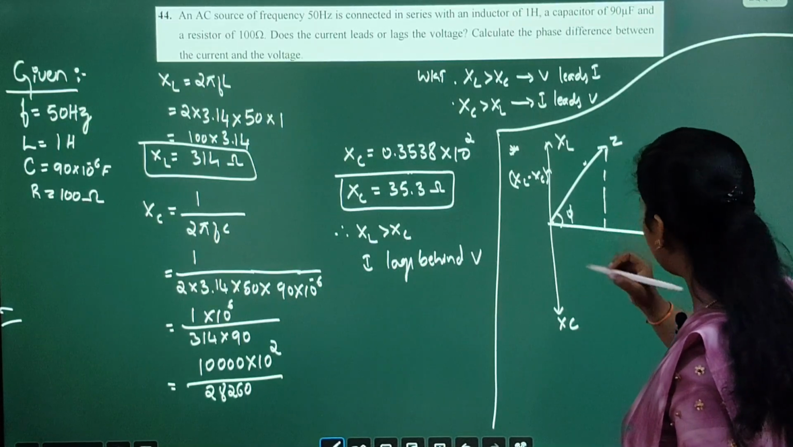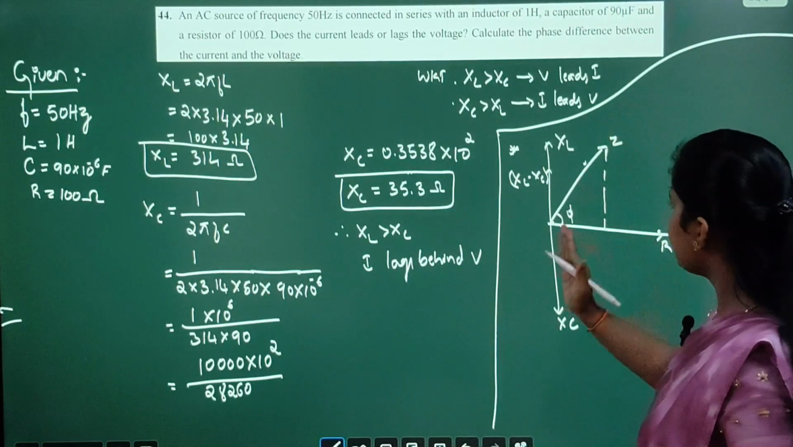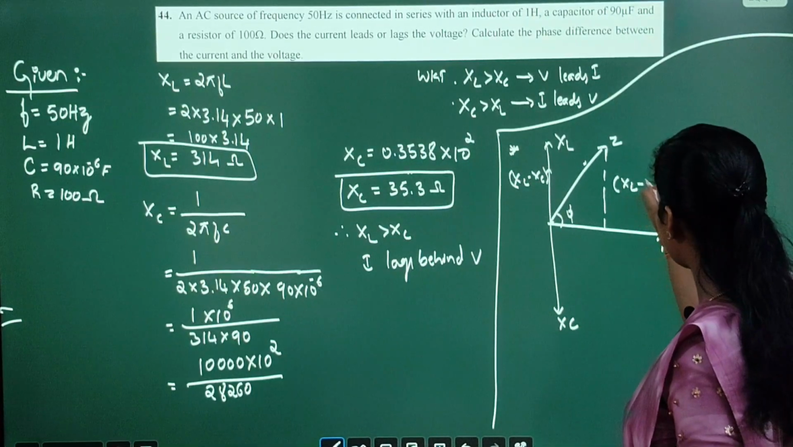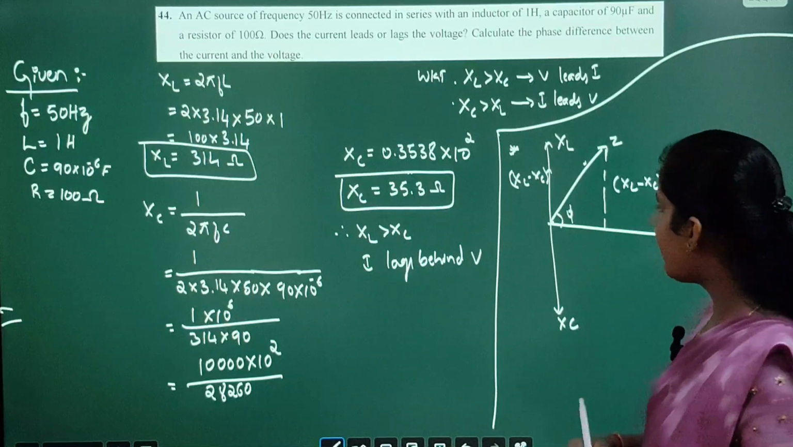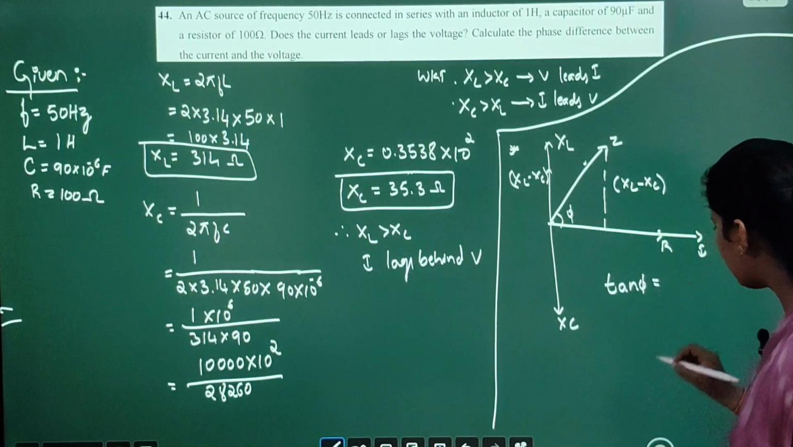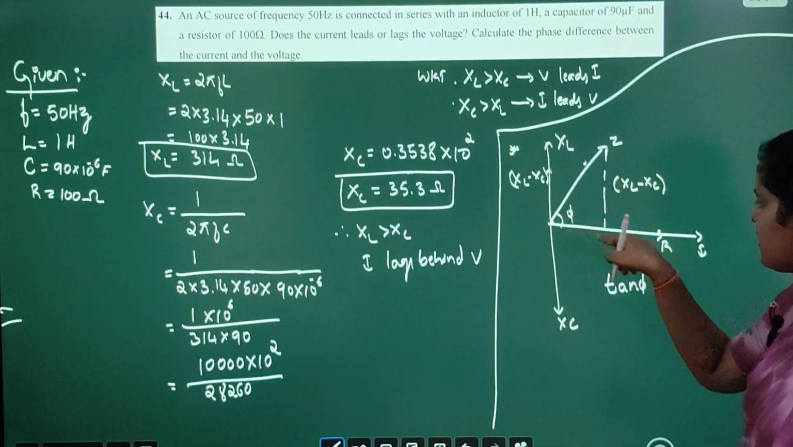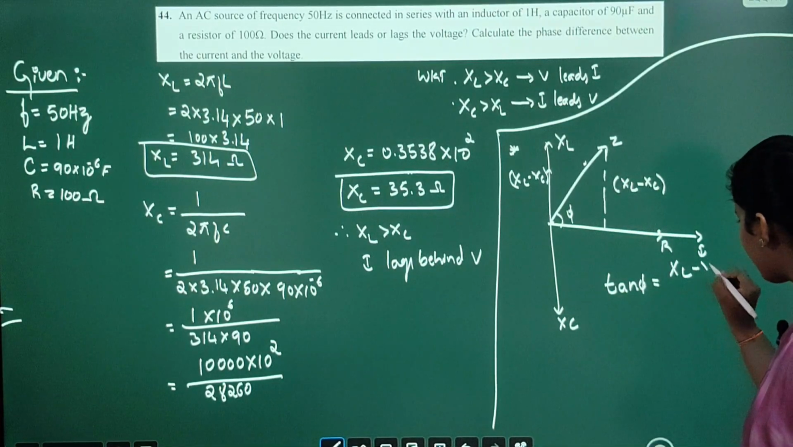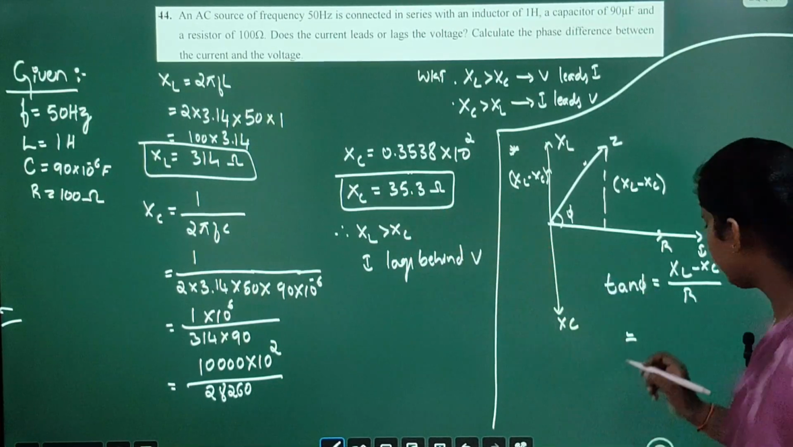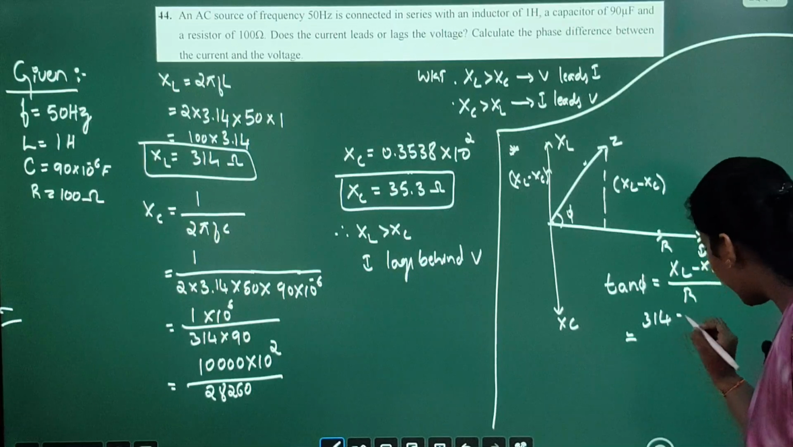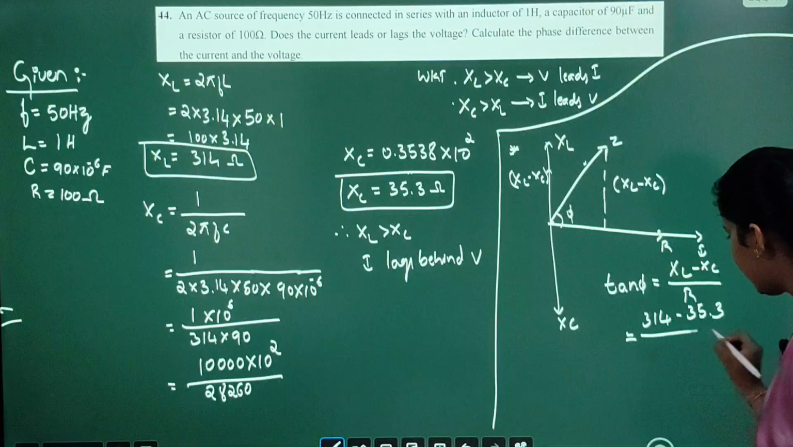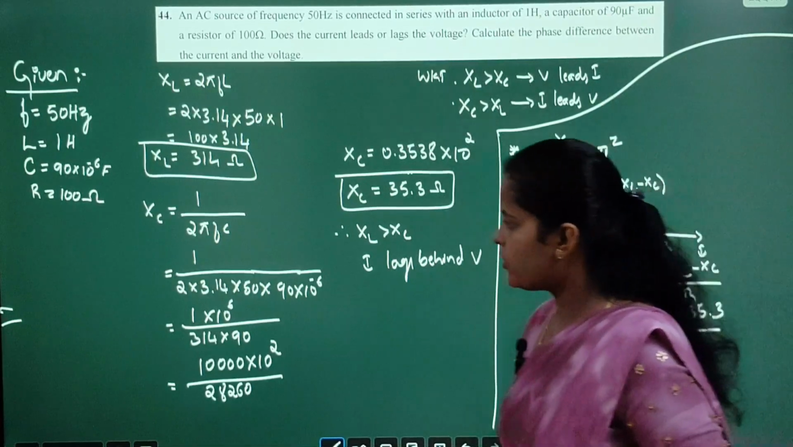Here if we take the triangle, this line is exactly parallel to XL minus XC. So this value is XL minus XC. Okay, so what is the formula? Here tan phi is equal to, opposite upon adjacent side, so XL minus XC upon R. What is XL here? The XL value is 314, minus the XC value 35.3, upon 1000.